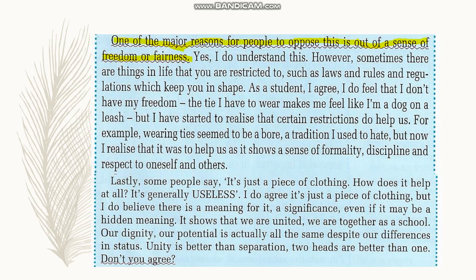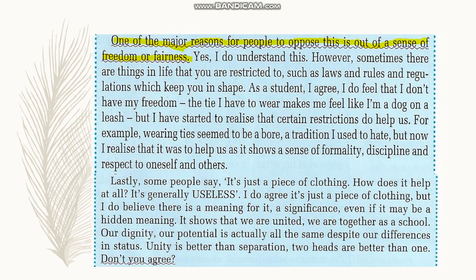The topic is different from the previous paragraphs, if you will notice. And the succeeding sentences here you will find they will support this topic sentence. Let's see, the major reasons for people to oppose. Yes, I do understand this.